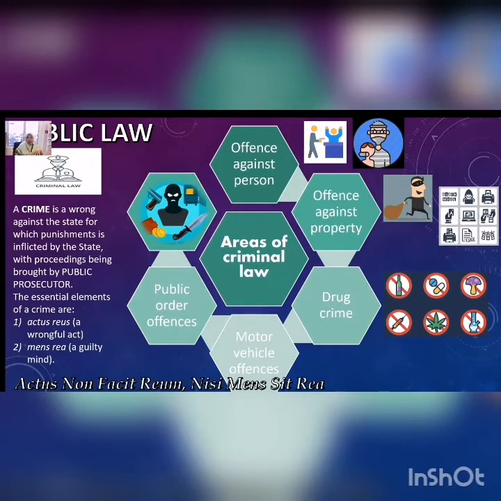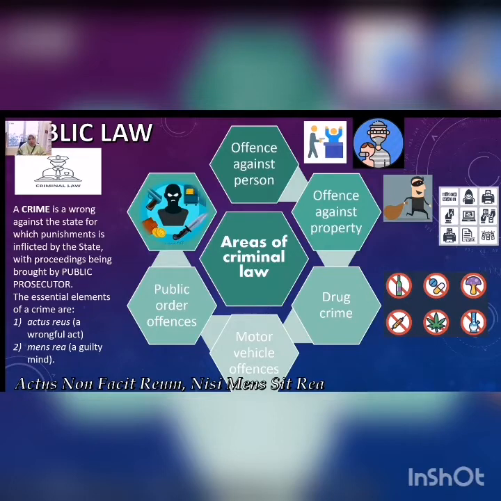The second one is criminal law. So why is it considered also as public? I have mentioned earlier, because it is an offense against the state. A crime is a wrong against the state. It does not only go against the victim, but it is also a wrong against the state. Punishment is given by the state, and the person representing is the public prosecutor.